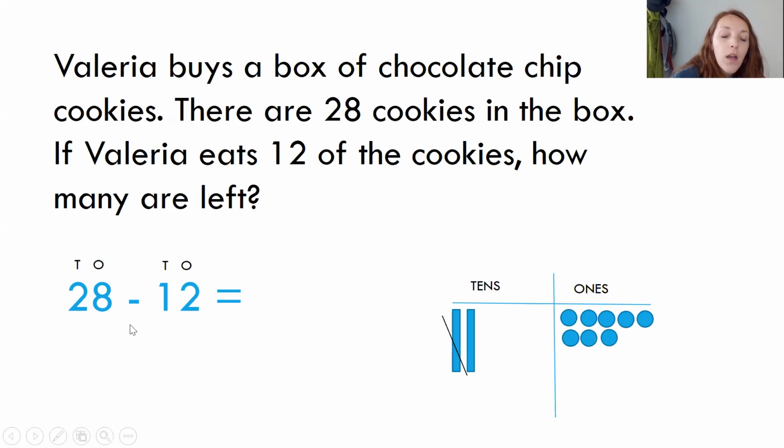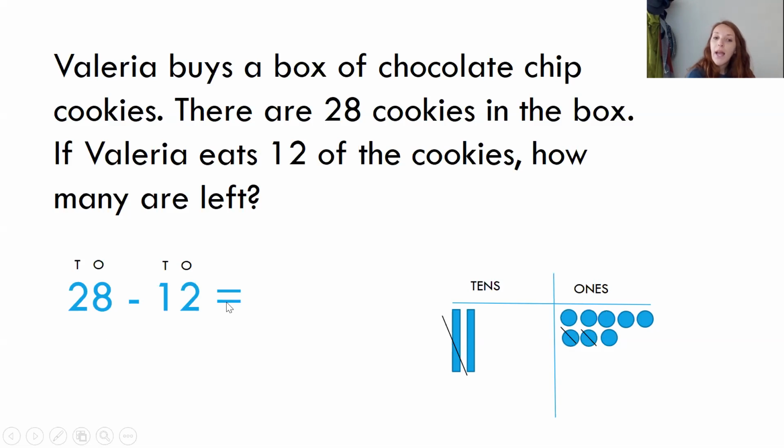Okay. And then what else do I need to do? I need to cross out 2 of my ones. I'm going to cross 2 out over here. 1, 2. Now, did I draw 28? Mm-hmm. Did I take away? Yes. Did I take away 1 ten and 2 ones? Did I take away 12? Yes. I have done all of the steps.